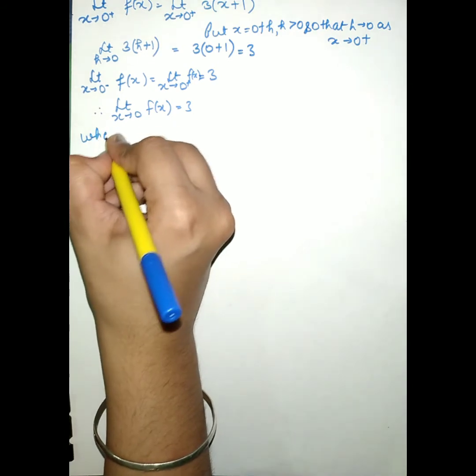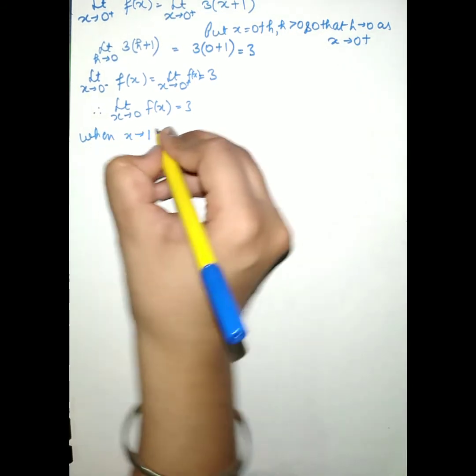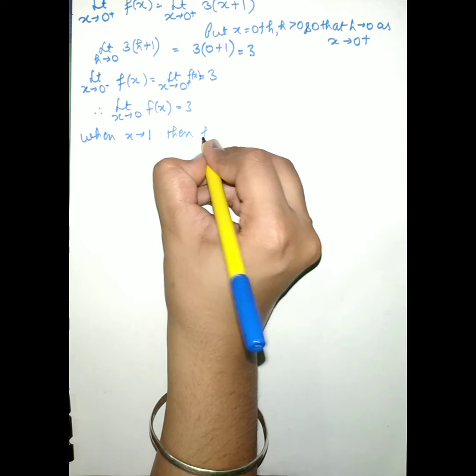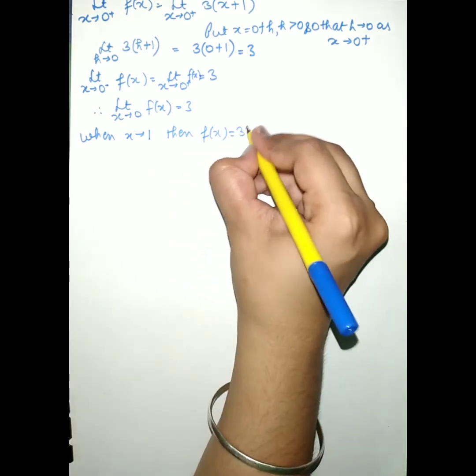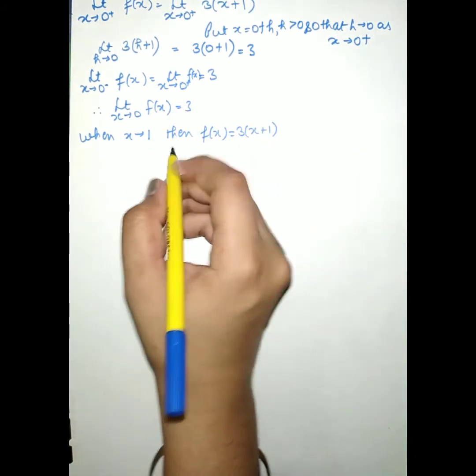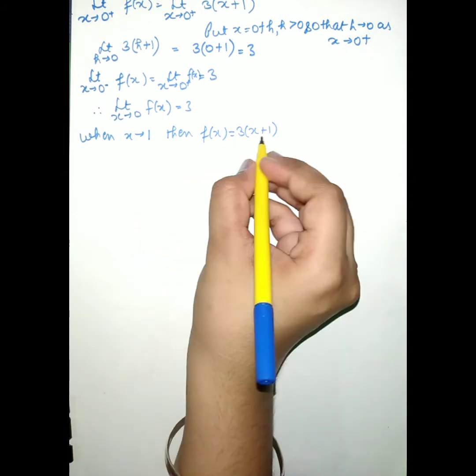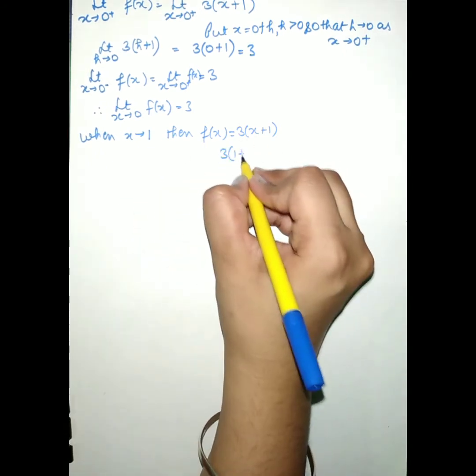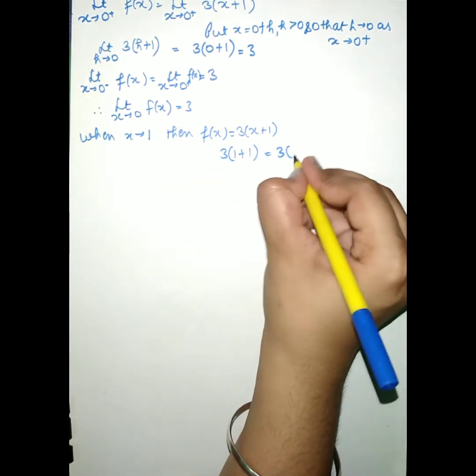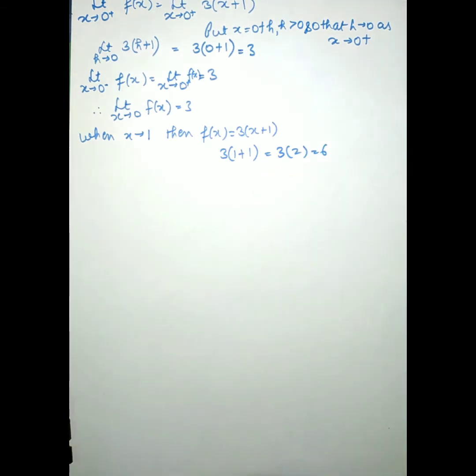When x approaches to 1, then f of x is equal to 3x + 1, which becomes 3 into 1 + 1. It will become 3 into 2, means 6.